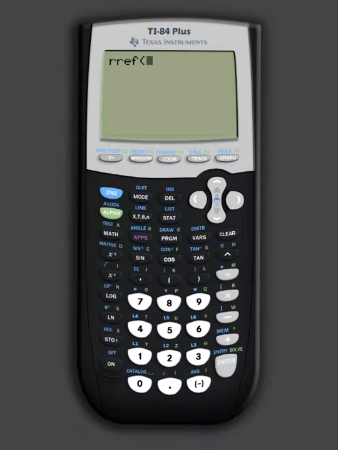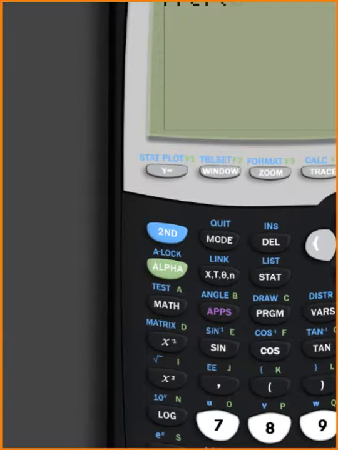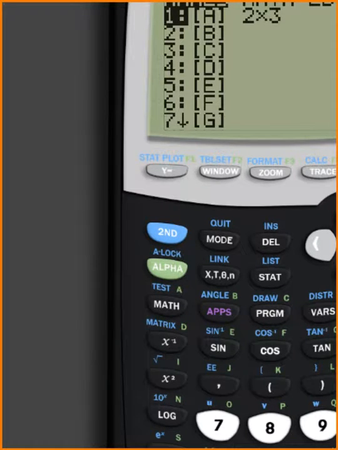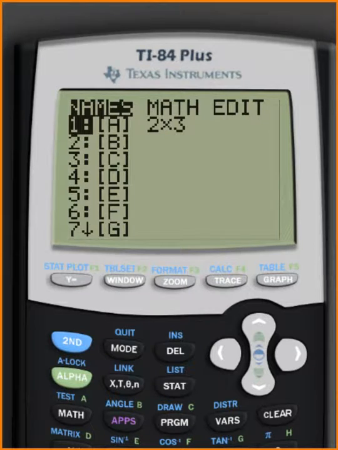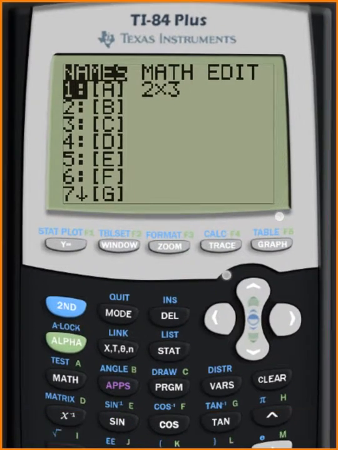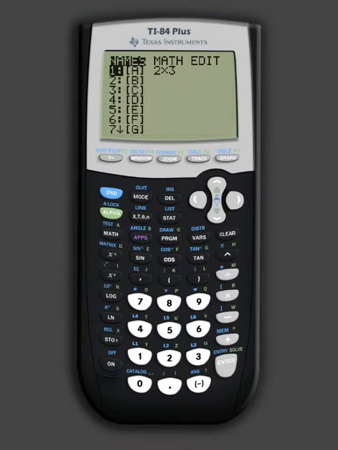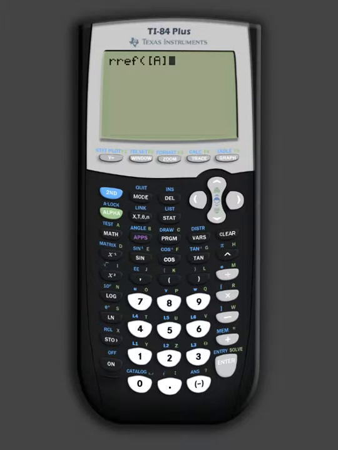Goes back to the main window. You're going to press second matrix again. You're going to be back in the screen. So we want to perform row reduced echelon form on what matrix? We want to perform it on matrix A. So now we're going to press enter on option number 1. And then we're going to press enter one more time. And there you have it.